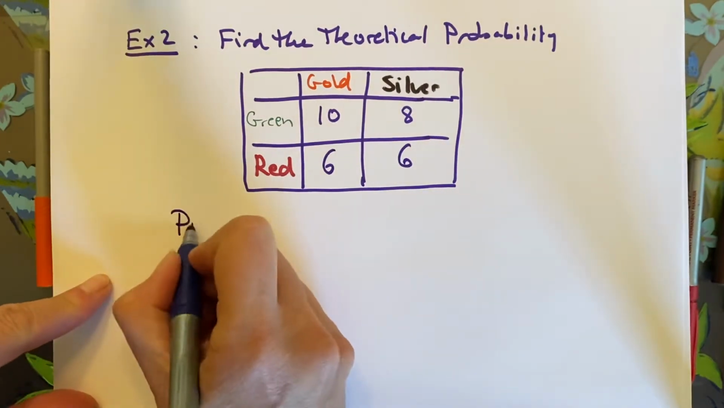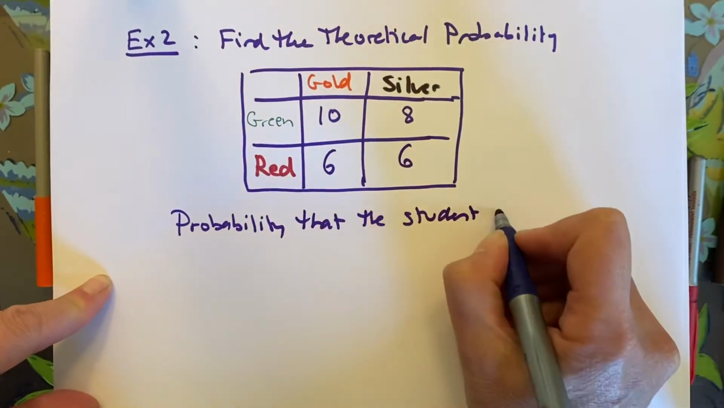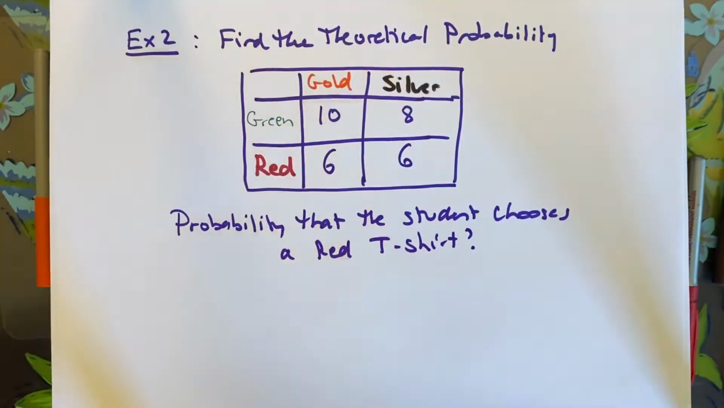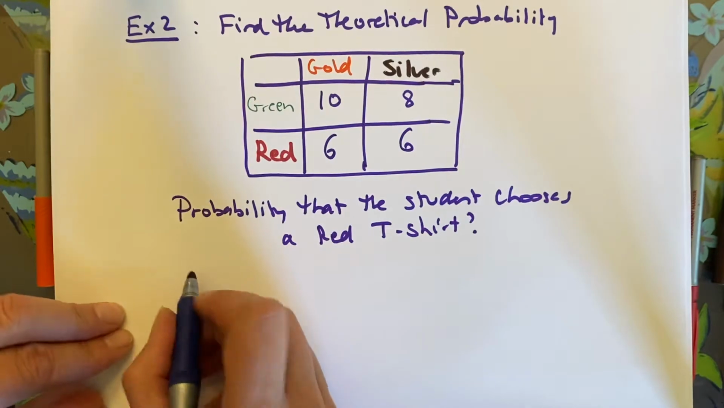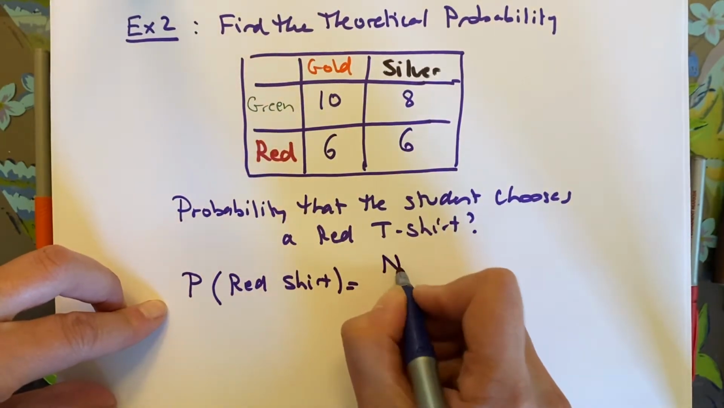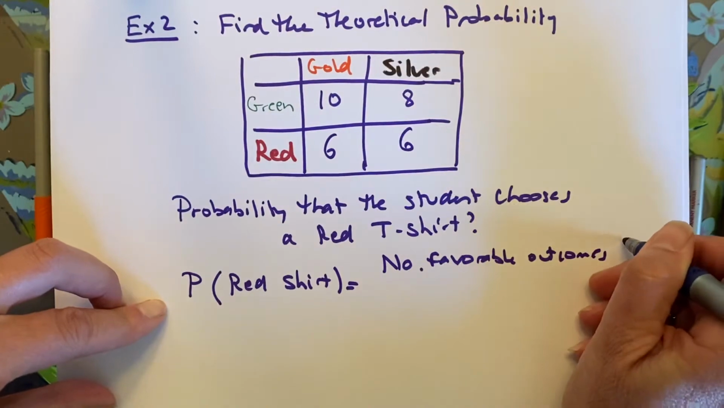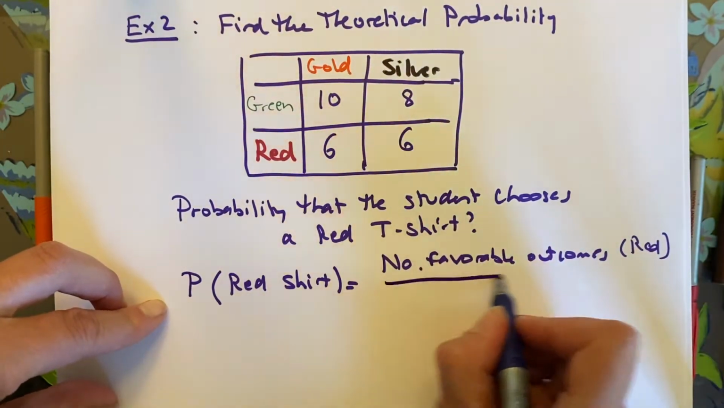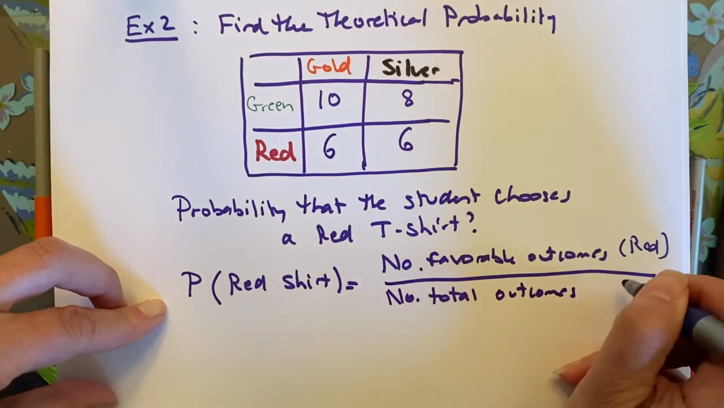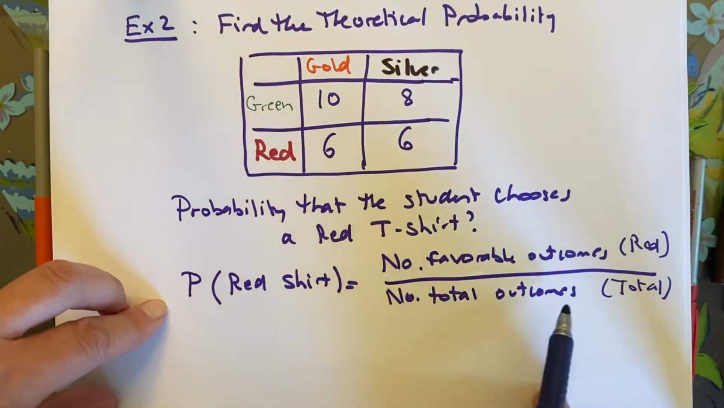What is the probability that the student chooses a red t-shirt? Well, we looked at the equation for theoretical probability: the probability of event A, so the probability of the red shirt, is the number of favorable outcomes, meaning the number of red shirts in the pile, divided by the number of total outcomes, which is the total shirts in the pile. We want the red shirt, so that's favorable.